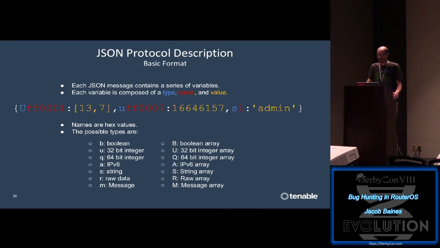We see each JSON key value pair is broken down into 3 parts. In the first part, the first character defines the type, of which there are 14 different types, and I've listed them all here. The second part is a hex integer, and it represents the name. And finally, part 3 is the value. Now, combined, these 3 things describe a variable. In the example in the slide, you can see that the first variable starts with a capital U, which means a 32-bit array. It has a name of FF0001 and an array value of 13.7.